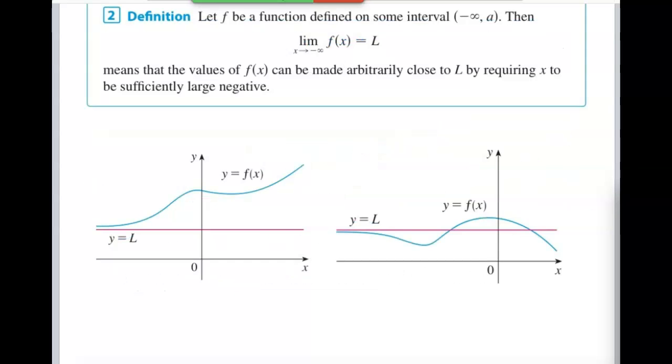So let's just give that. Oh, here's your definition from the left. It's the same as the definition from the right, except note that we are approaching negative infinity. Same rules apply.